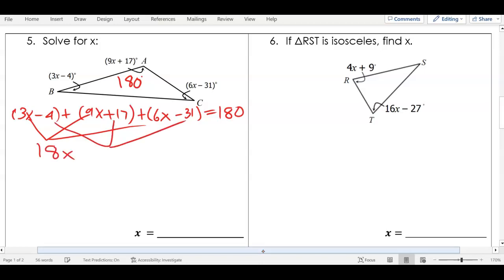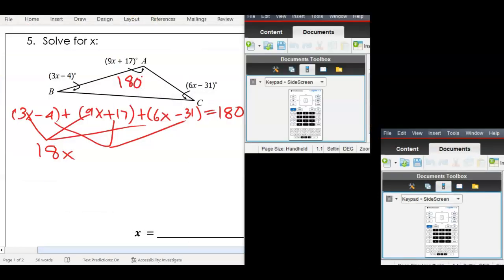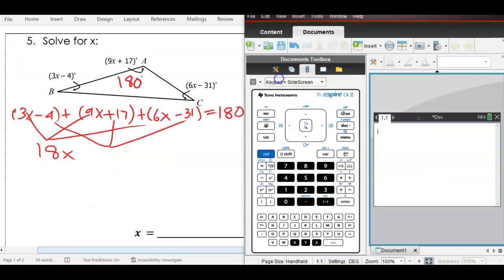You can combine all these numbers. Negative 4 plus 17 is 13, minus 31 is negative 18. There we go.